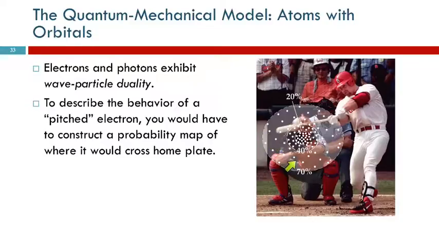So if we were pitching electrons and we pitched them to the catcher's mitt the same way every time, 20% of them would fall within this small region here, and 40% within this region, and 70% within this region.